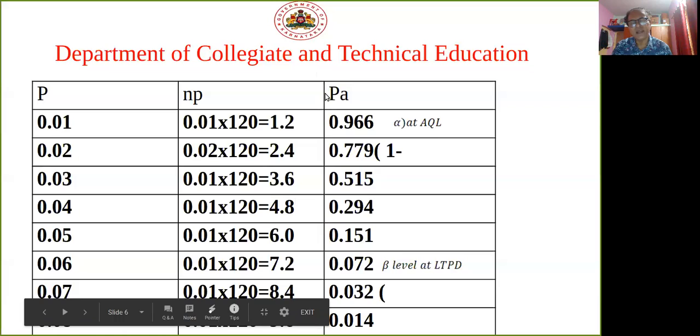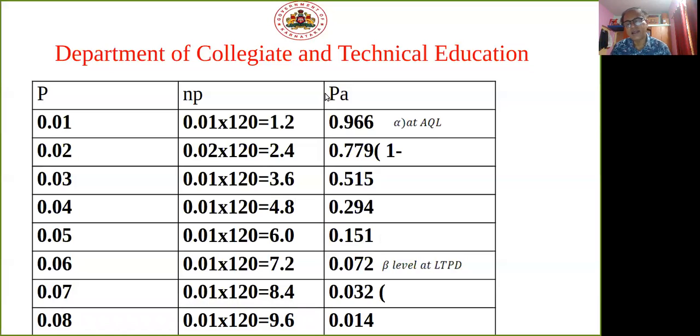0.152. Then NP equal to 7.2 and C equal to 3, we will get the value 0.072. Next, for NP equal to 8.4 and C equal to 3, we will get the value 0.032. Then for NP equal to 9.6 and C equal to 3, we will get the value 0.014.